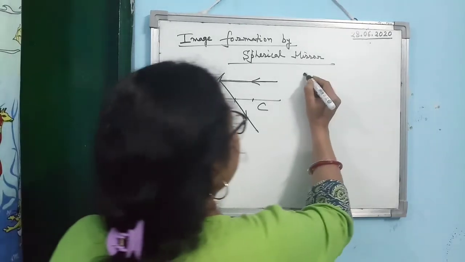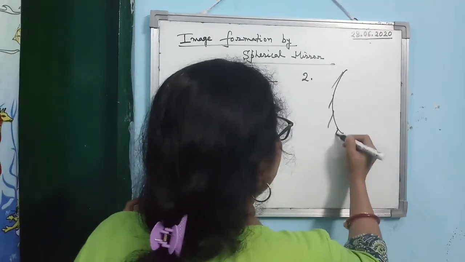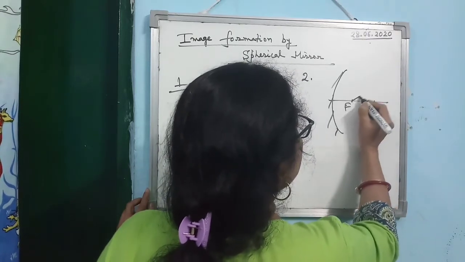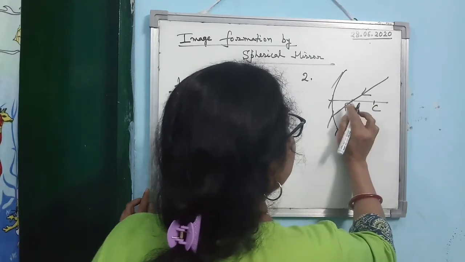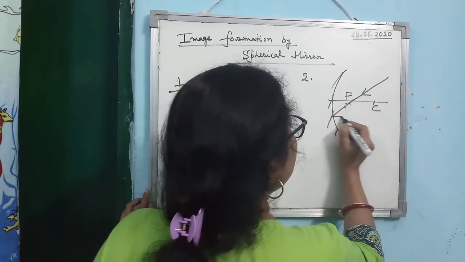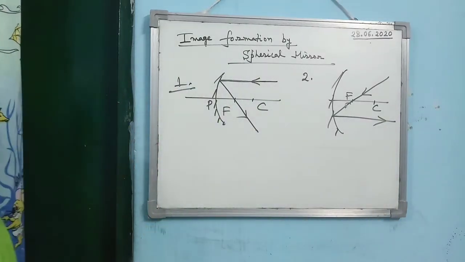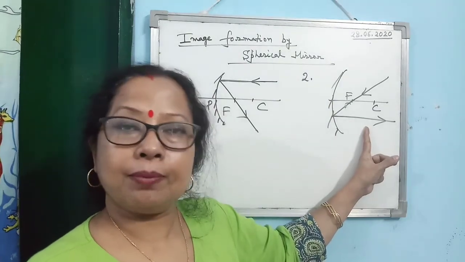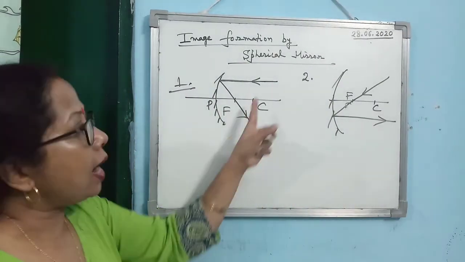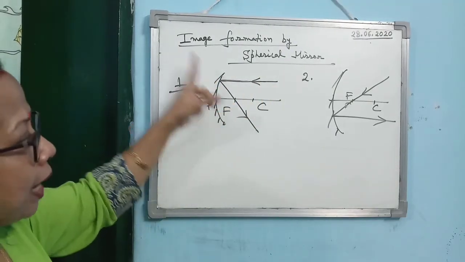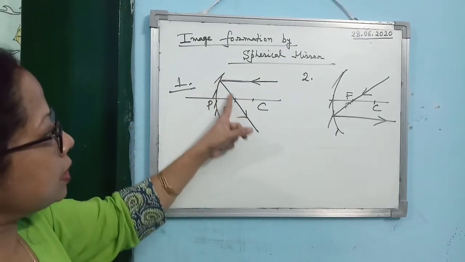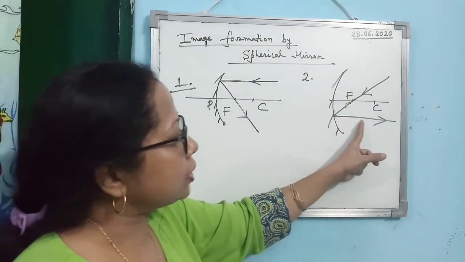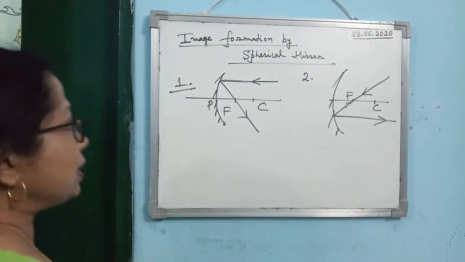Then the second option: which ray can we take? If a ray is passing through focus, then what will happen? After reflection, it will become parallel to the principal axis. So this is the second type of ray we prefer for image formation. What is the first type of ray? A ray parallel to principal axis, after reflection passing through focus. Then another ray passing through focus, after reflection, will become parallel to the principal axis.